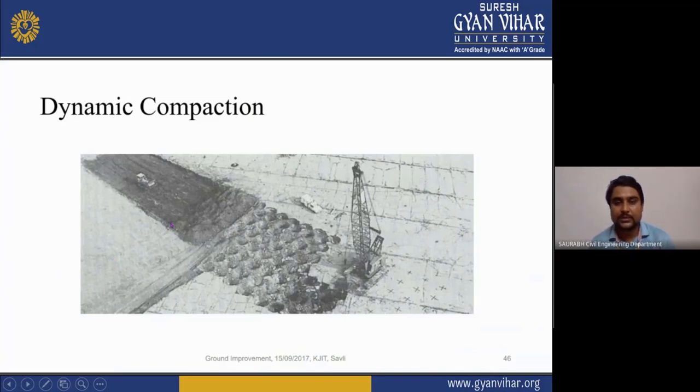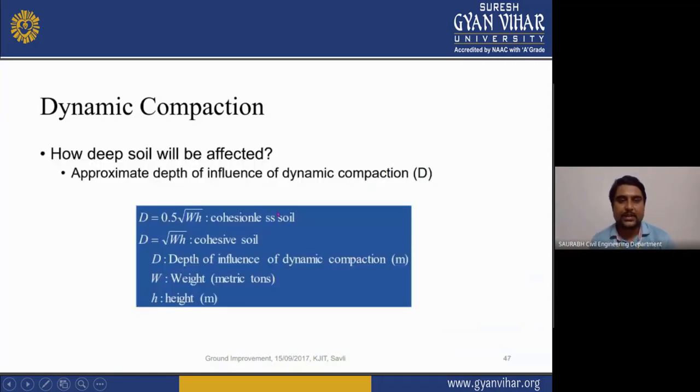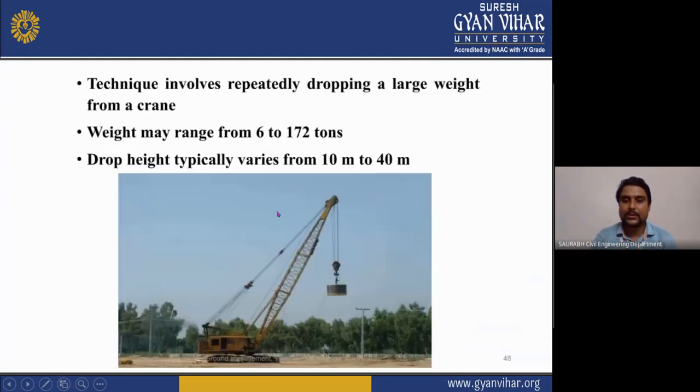This is the image. As you can see in this, we have to drop a heavy weight on the ground and it will do the dynamic compaction. In dynamic compaction, how deep the soil will be affected: the approximate depth of influence of the dynamic compaction D. As you can see, this is your formula: D equals 0.5 root WH for cohesionless soil and D equals root WH for cohesive soil.